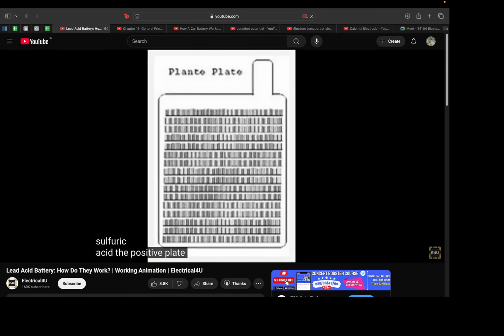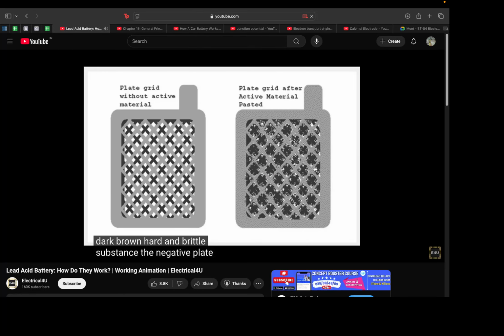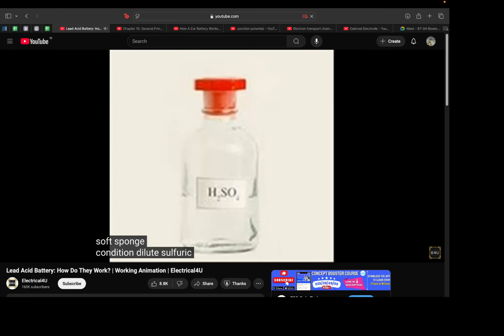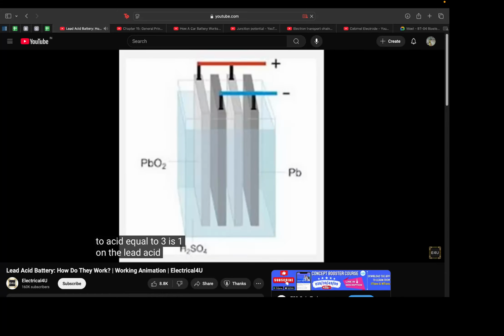The positive plate of the lead acid battery is made of lead peroxide. This is a dark brown, hard, and brittle substance. The negative plate of the lead acid battery is made of pure lead in soft sponge condition. Dilute sulfuric acid used for the lead acid battery has a ratio of water to acid equal to 3:1. The lead acid storage battery is formed by dipping a lead peroxide plate and a sponge lead plate in dilute sulfuric acid.